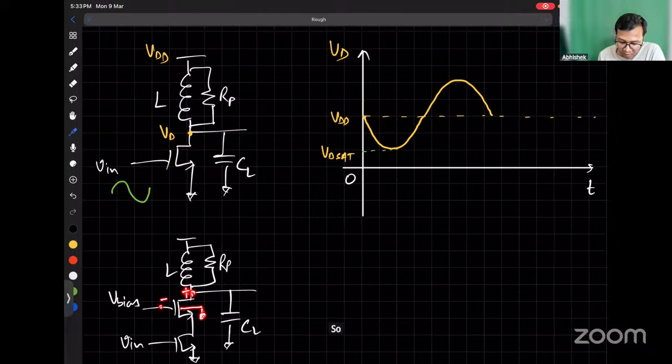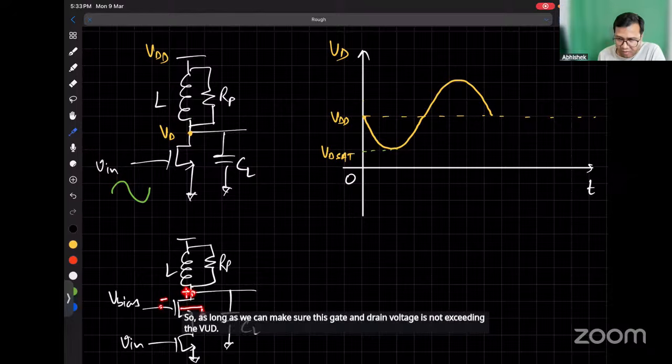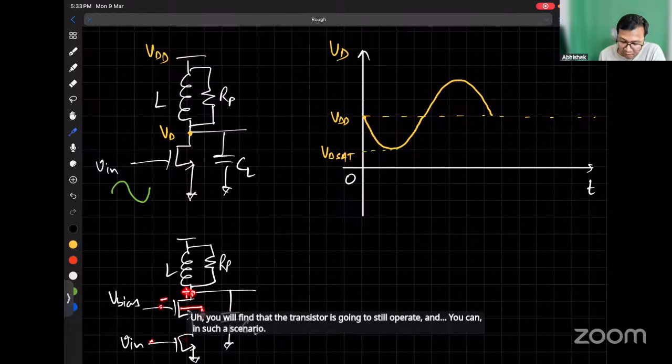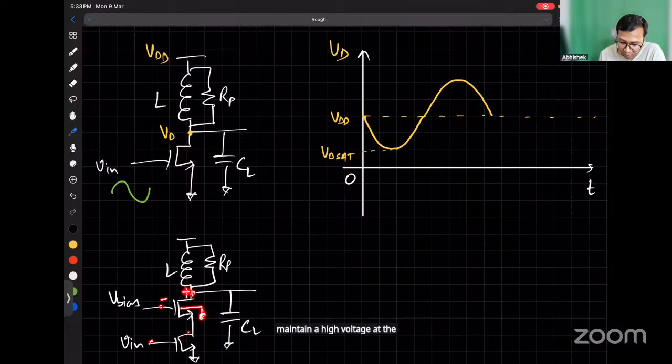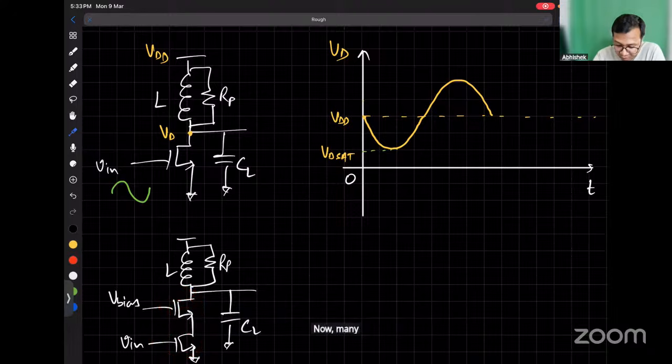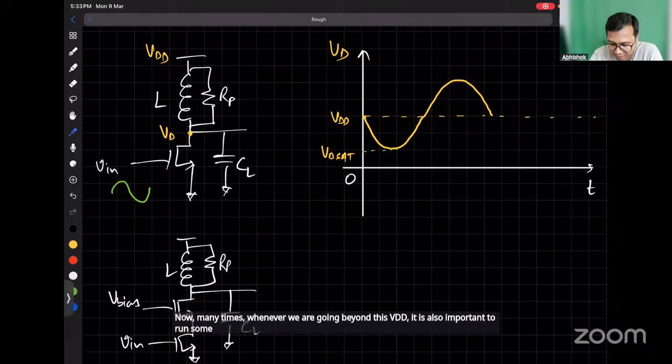As long as we can make sure this gate and drain voltage is not exceeding the VDD, you will find that the transistor is going to still operate, and you can, in such a scenario, maintain a high voltage at the output node while making sure none of these transistors are actually exceeding their breakdown limit. Now, many times whenever we are going beyond this VDD, it is also important to run some reliability simulation.